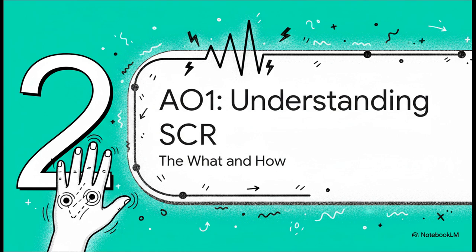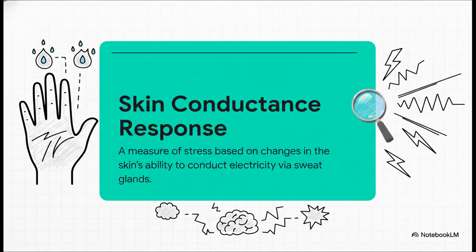This next part is pure AO1. This is the core description, the essential knowledge you just need to have locked down for your exam. So what on earth is skin conductance? Okay, at its very heart, SCR is all about measuring how well your skin conducts electricity.